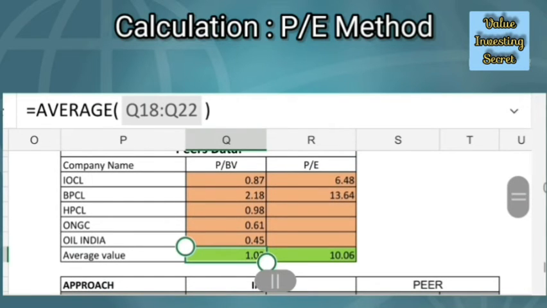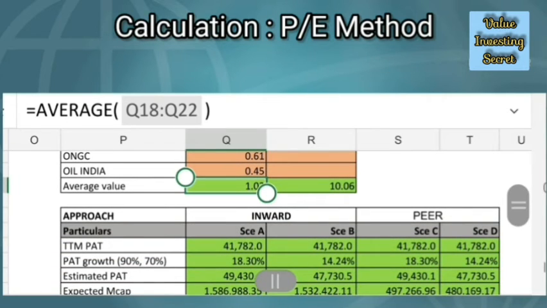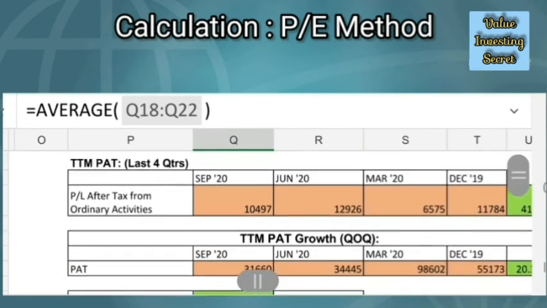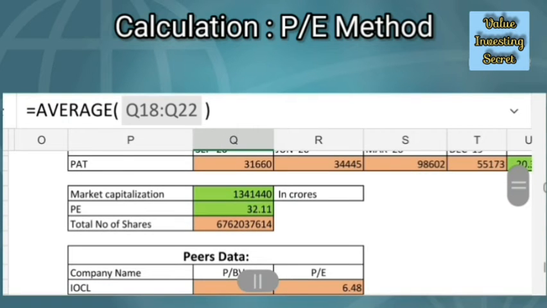Here the price is less because the price to book value of the market is 1.02 only, but Reliance's price to book value is 32.11.